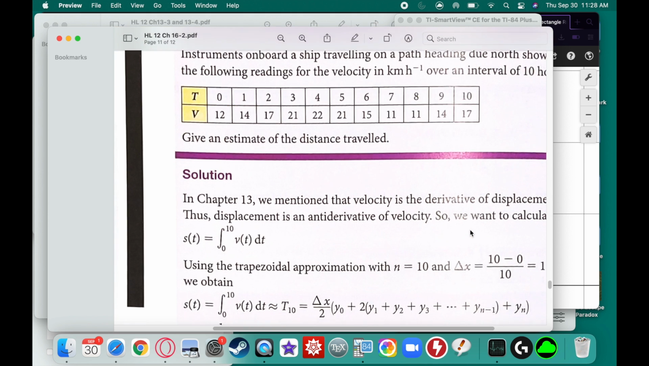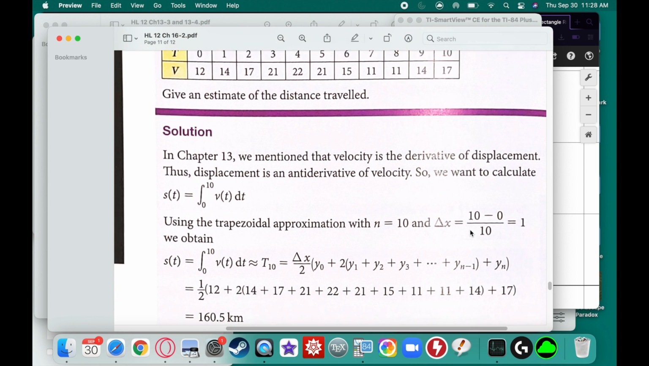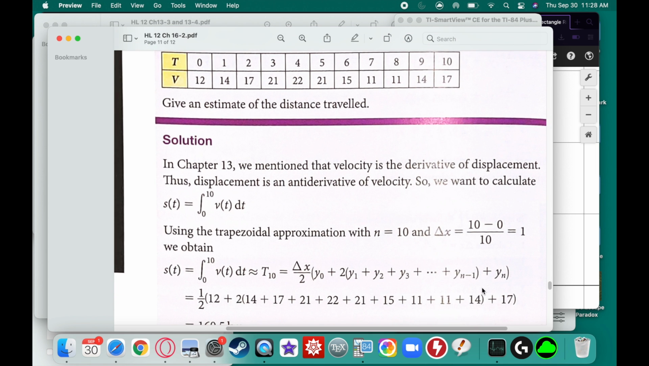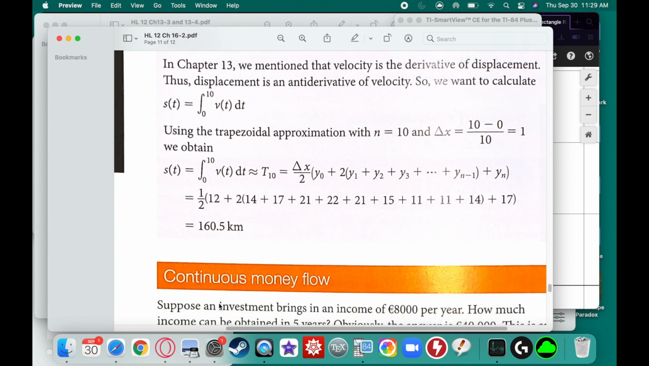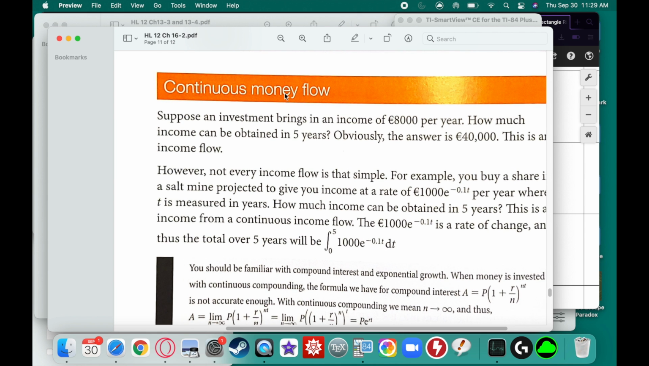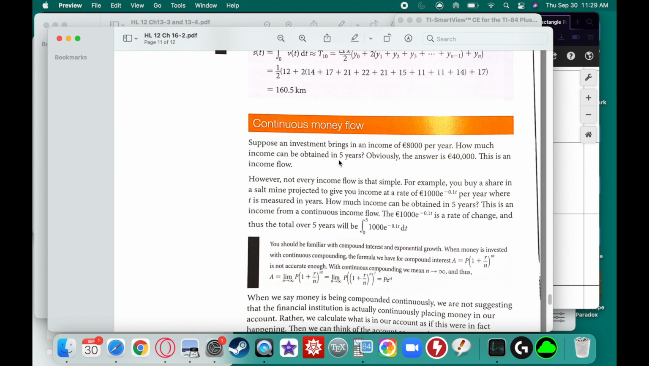That would be that. So in order to do that, literally I would just type this on my calculator and I'd walk away. I'd be happy. So 1/2, 12 for the first value, and then 2 times, okay, and then just write down all of these values up to 14, close parentheses, then plus 17. When I type this whole bad boy into my calculator, an estimate for the distance traveled is 160.5 kilometers. Piece of cake.